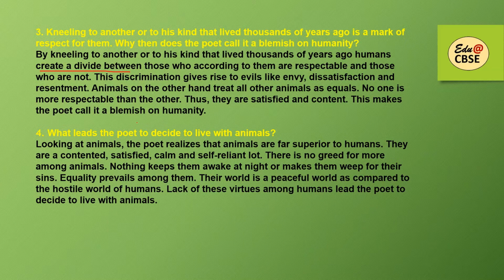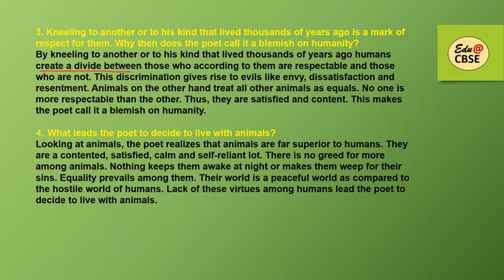Now fourth question, what leads the poet to decide to live with animals? Looking at animals, the poet realizes that animals are far superior to humans. They are a contented, satisfied, calm, and self-reliant lot. There is no greed for more among animals. Nothing keeps them awake at night or makes them weep for their sins. Equality prevails among them. Their world is a peaceful world as compared to the hostile world of humans. Lack of these virtues among humans lead the poets to decide to live with animals.